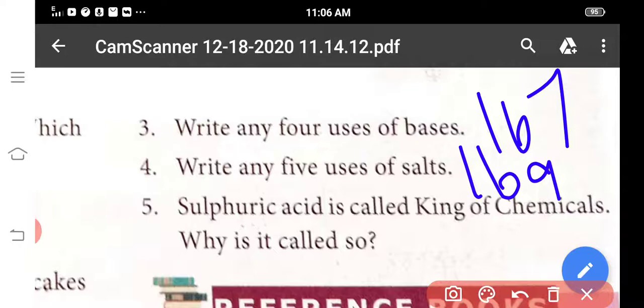The next one. Sulfuric acid is called king of chemicals. Yes. So, why is it called so? See the page number 164. There is the answer. Okay. So, you mark the question and answer. You use your book.